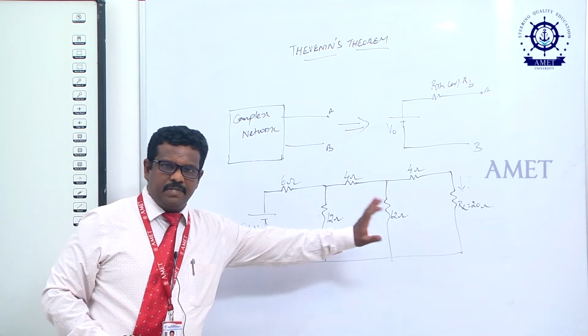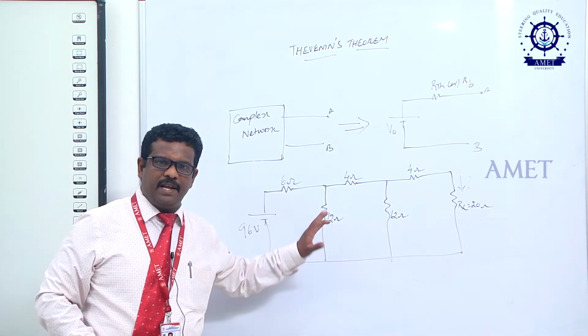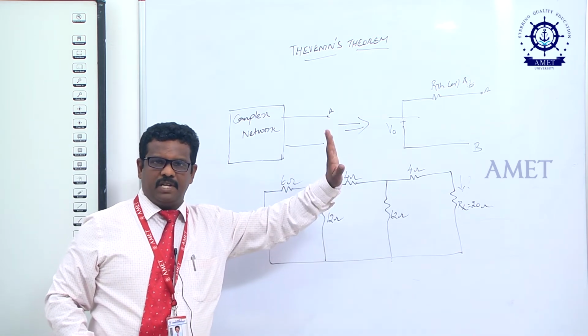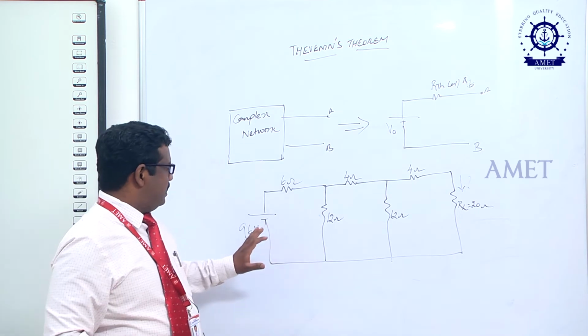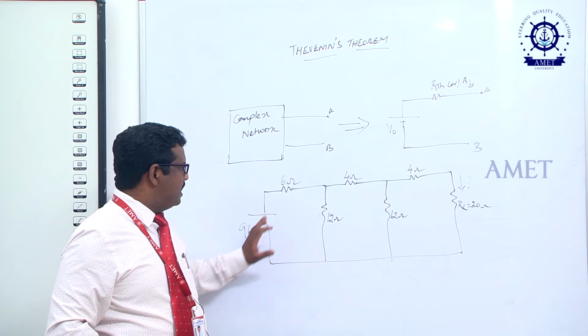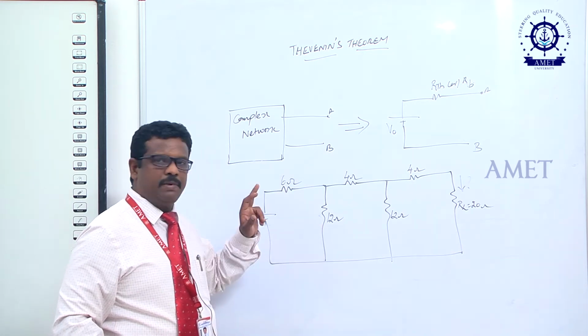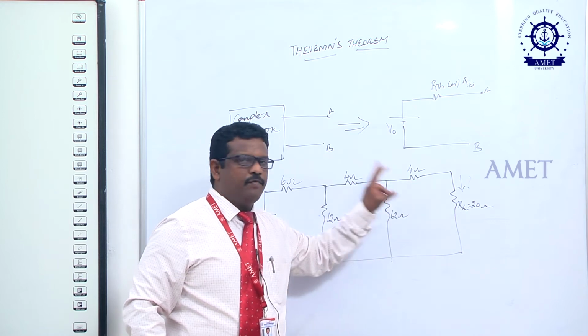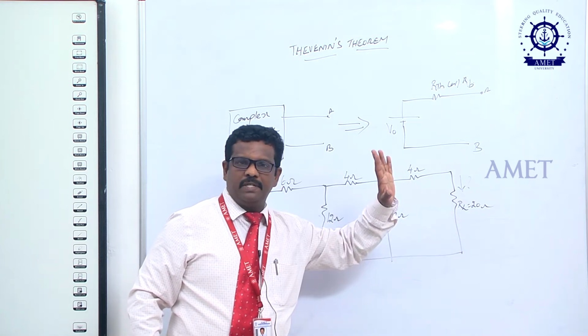Now this is the simple circuit, the same problem which I had done in the previous class by applying the Kirchhoff voltage law, right. This is the voltage source, 96 volts is here. This is a 6 ohm resistance, 12 ohm resistance, 4 ohm resistance, 12 ohm resistance, and again a 4 ohm resistance. The load is a 20 ohm resistance.